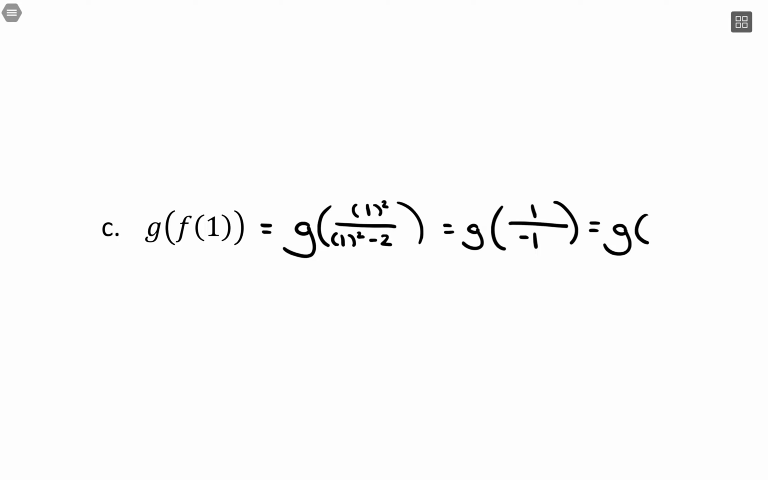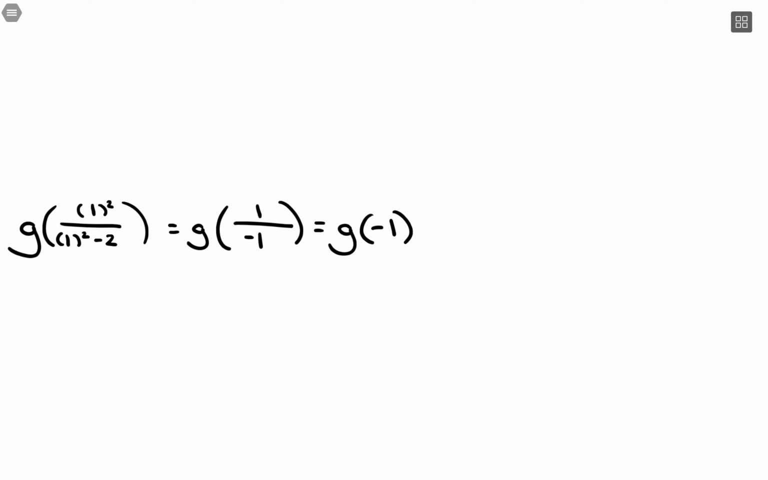So here we're just taking g of negative 1. Now g tells us to take 1 over the square root of the input, which we're plugging in negative 1, and we are ending up with a square root of a negative number, which means this is undefined. So the solution is undefined for this one.